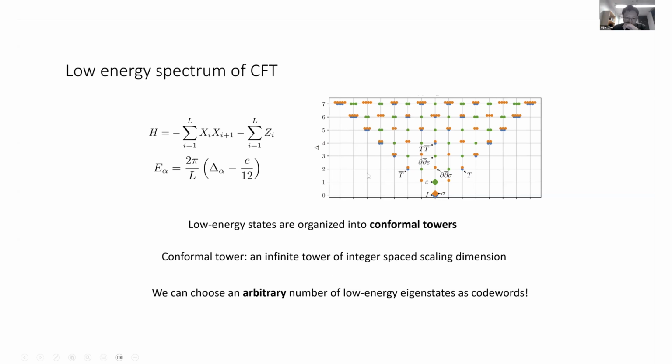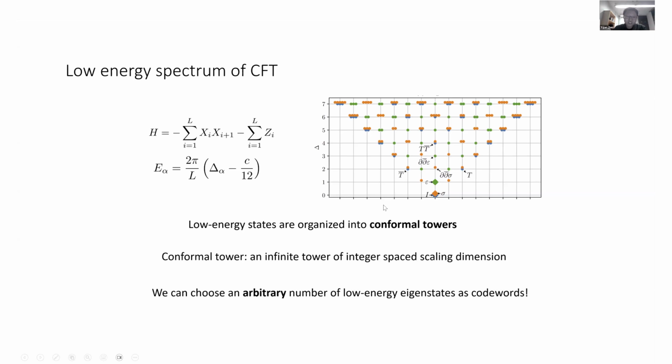The theory of CFT tells us that low energy states are organized into so-called conformal towers, and you can already see that energy eigenstates have a tower structure. Each of these towers is labeled by a different color. In the case of the Ising model, you have three of them, and each tower is actually infinite. It goes infinitely up. If you want to keep only a finite number of them, that's completely fine, but any finite number of them will fall into one of the conformal towers.